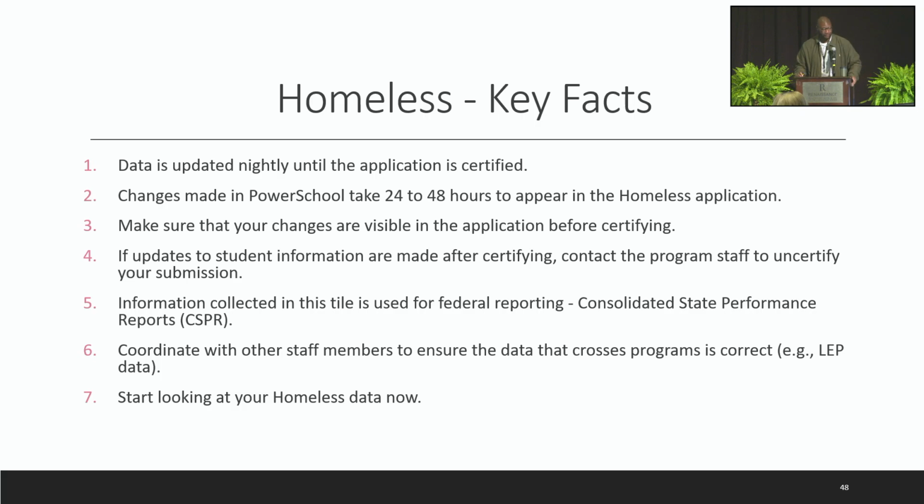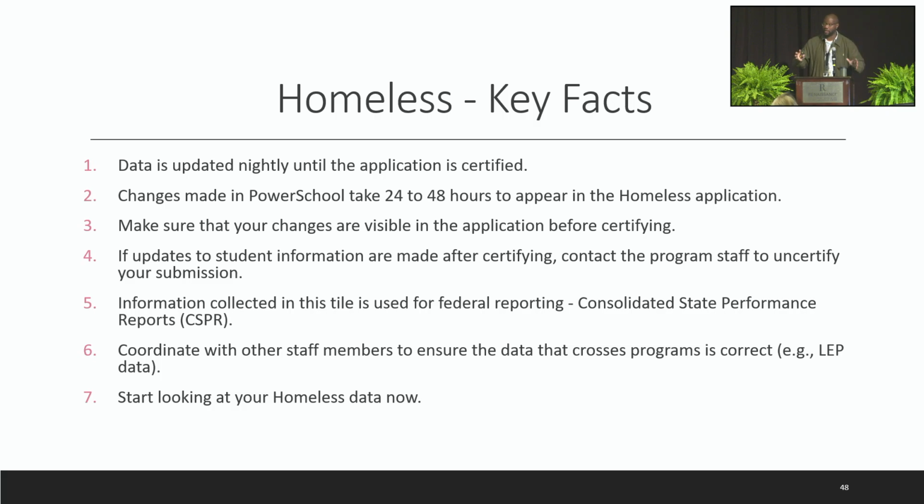Why do we collect this information? We have to do what they call Consolidated State Performance Reports, or CSPR. So we report all of the data that you have to the feds. So this is why we go through these things and we have you certify, and why this data is so important, among other things. But one of them is we have to report the data to the feds. One of the things that we also try to remind everyone is to coordinate with staff members for data that crosses programs. So for example, Homeless also reports on the EL subpopulation.